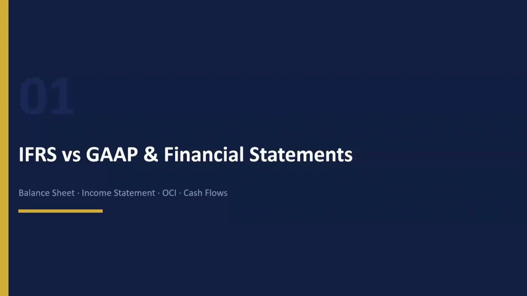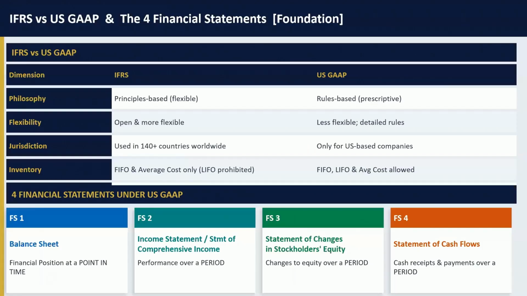So first up, a distinction between IFRS and US GAAP. So IFRS stands for International Financial Reporting Standards, and US GAAP is US Generally Accepted Accounting Principles. Both of them give us the rules and regulations to prepare our financial statements. And in the US, we will have to use US GAAP.